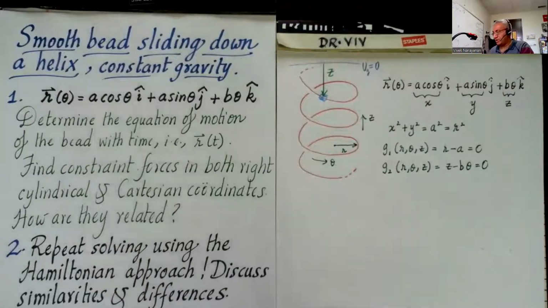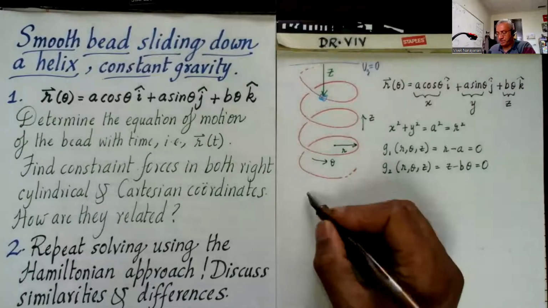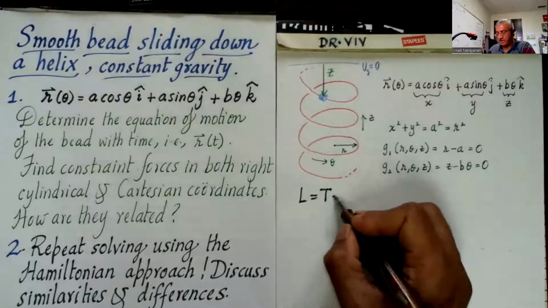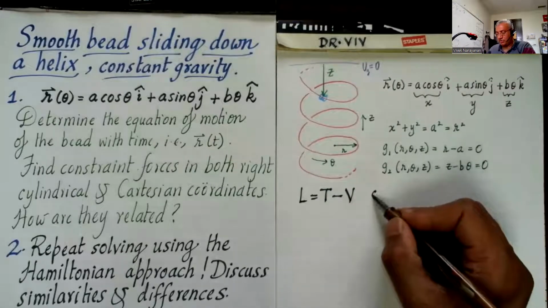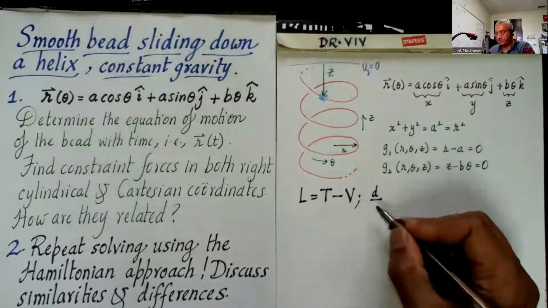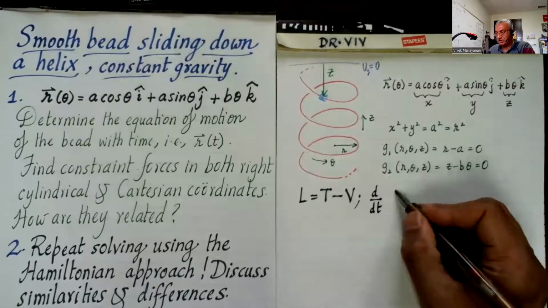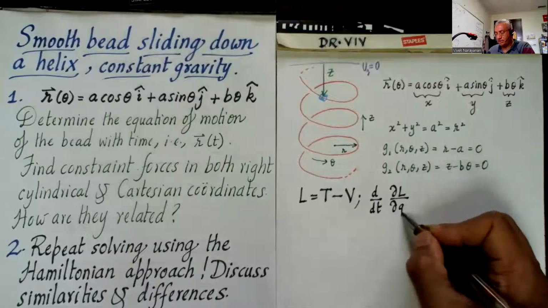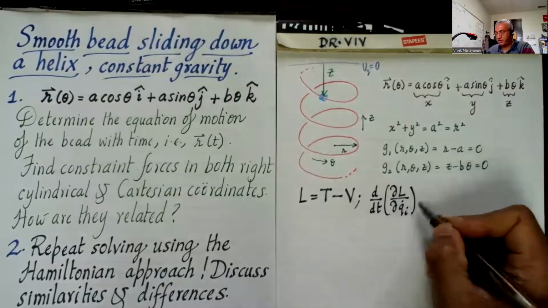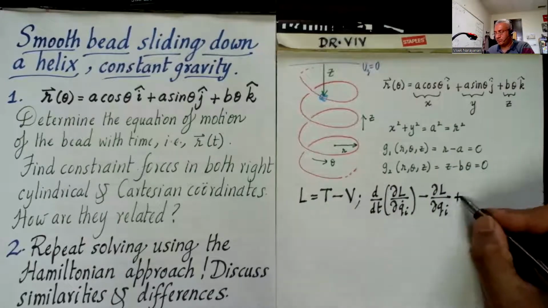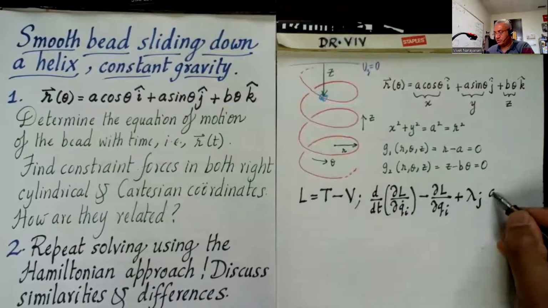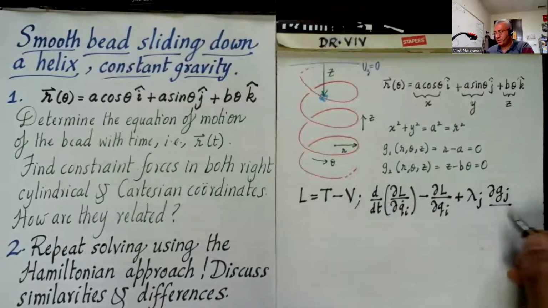The Lagrangian. According to Lagrange's program, you first form the Lagrangian, which is the difference between the kinetic and the potential energy terms. And then you can write down Lagrange's equations. Those equations are the following: d/dt (∂L/∂q̇ᵢ) − ∂L/∂qᵢ + λⱼ ∂Gⱼ/∂qᵢ = 0.